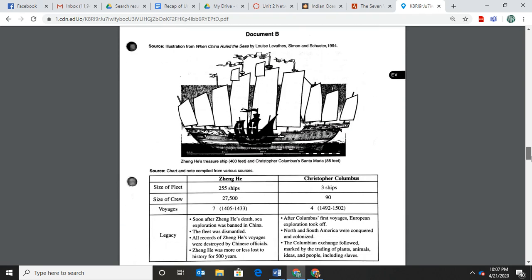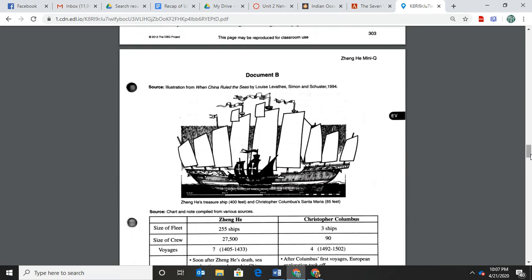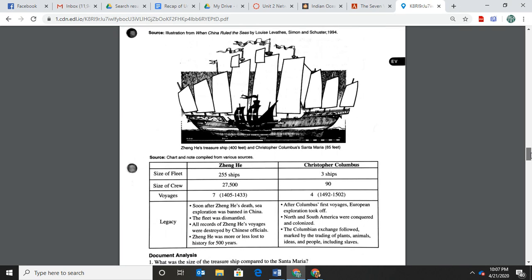Let's go down here. So these are some sources. Don't forget sources like these. I'm sure you would be able to pick that out. This was Christopher Columbus's ship. This was Zhang He's ship. This is great outside knowledge. If you get anything about a trading network on the seas, and you have to compare trading networks, there are tons of facts about Zhang He that you can use that probably won't show up in documents.